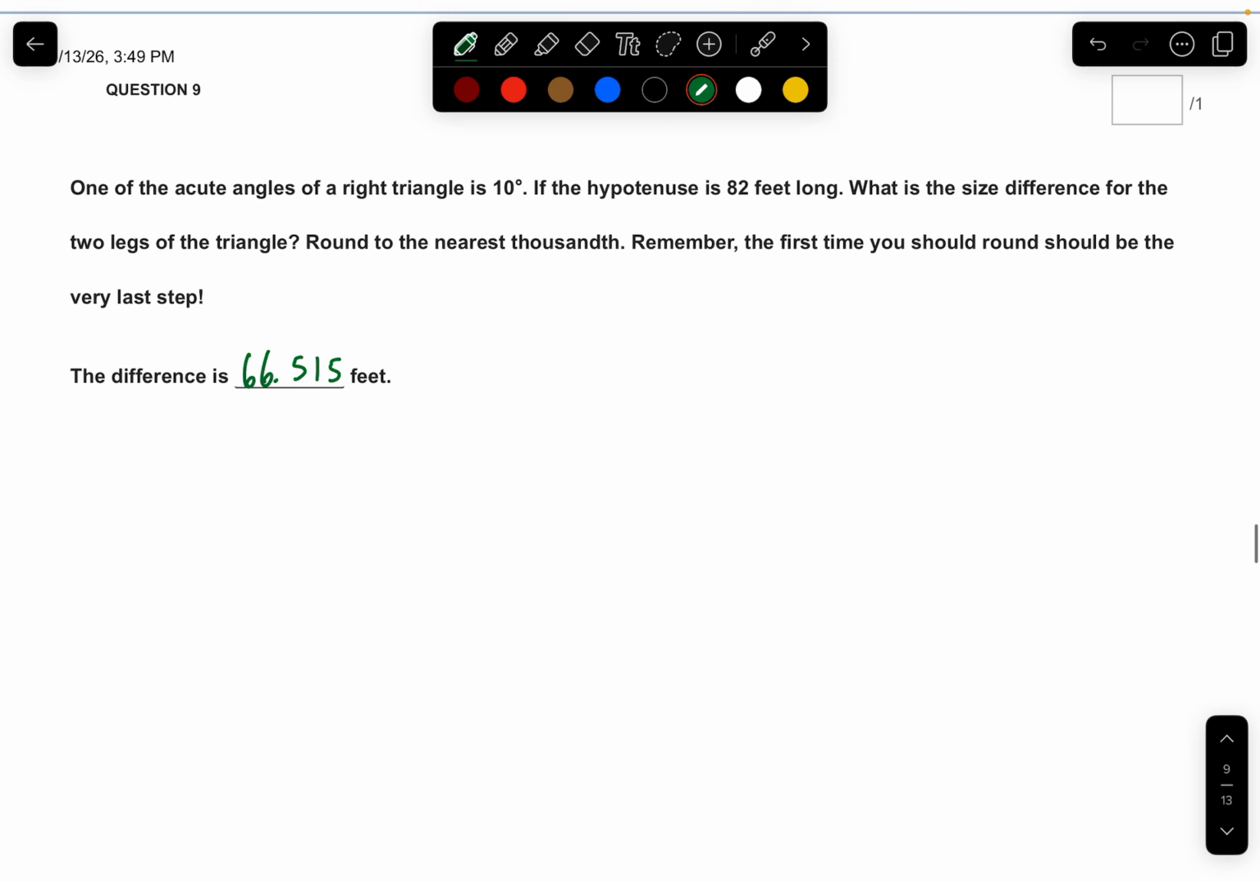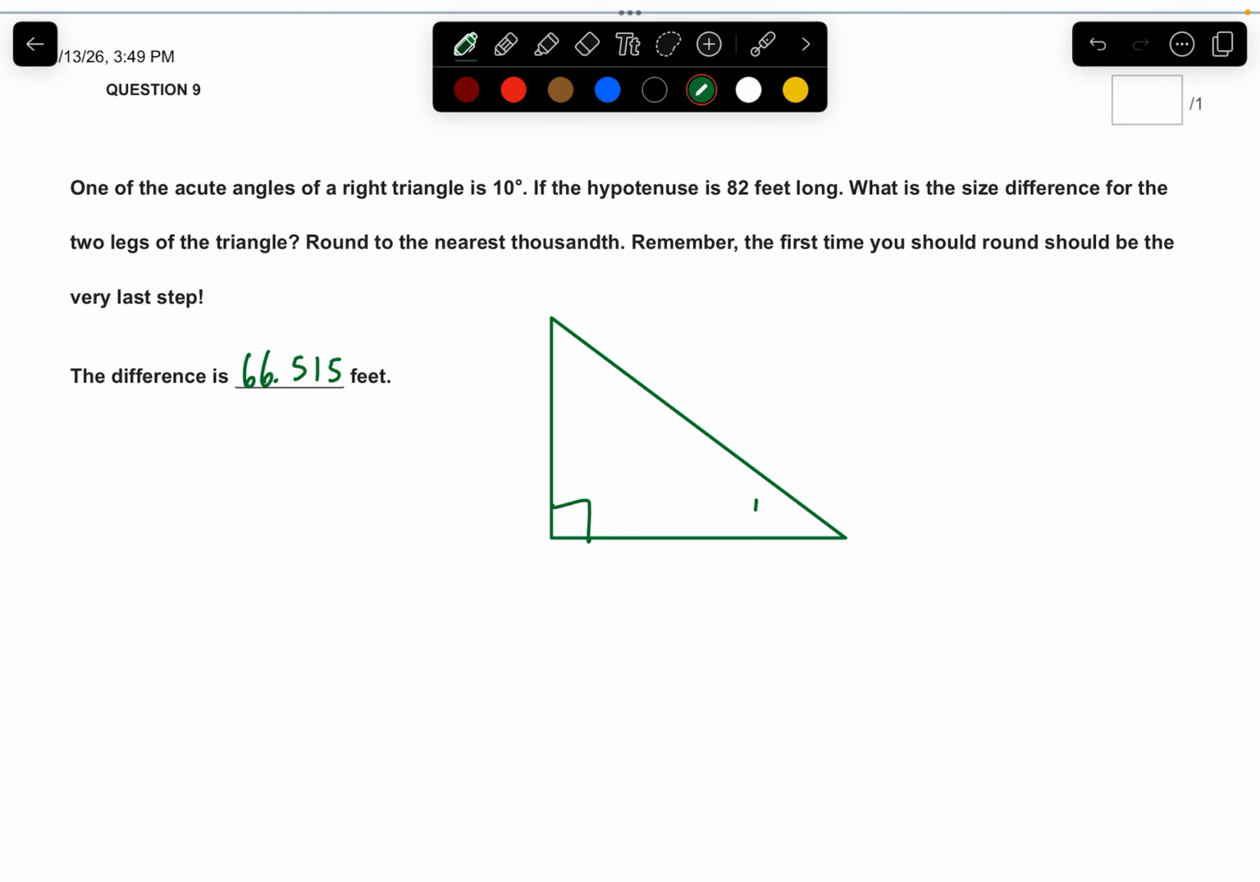One of the acute angles of a right triangle is 10 degrees. Right triangle, one of the acute angles is 10. That means the other one's 80. The hypotenuse is 82. What is the size difference for the 2 legs of the triangle? You got to do this correctly. Use your calculators wisely. So I need to know how long the 2 sides are. And I know that this is going to be the bigger side. How do I know that? 80 is bigger, and 80 degrees is going to produce a bigger side than 10 degrees.